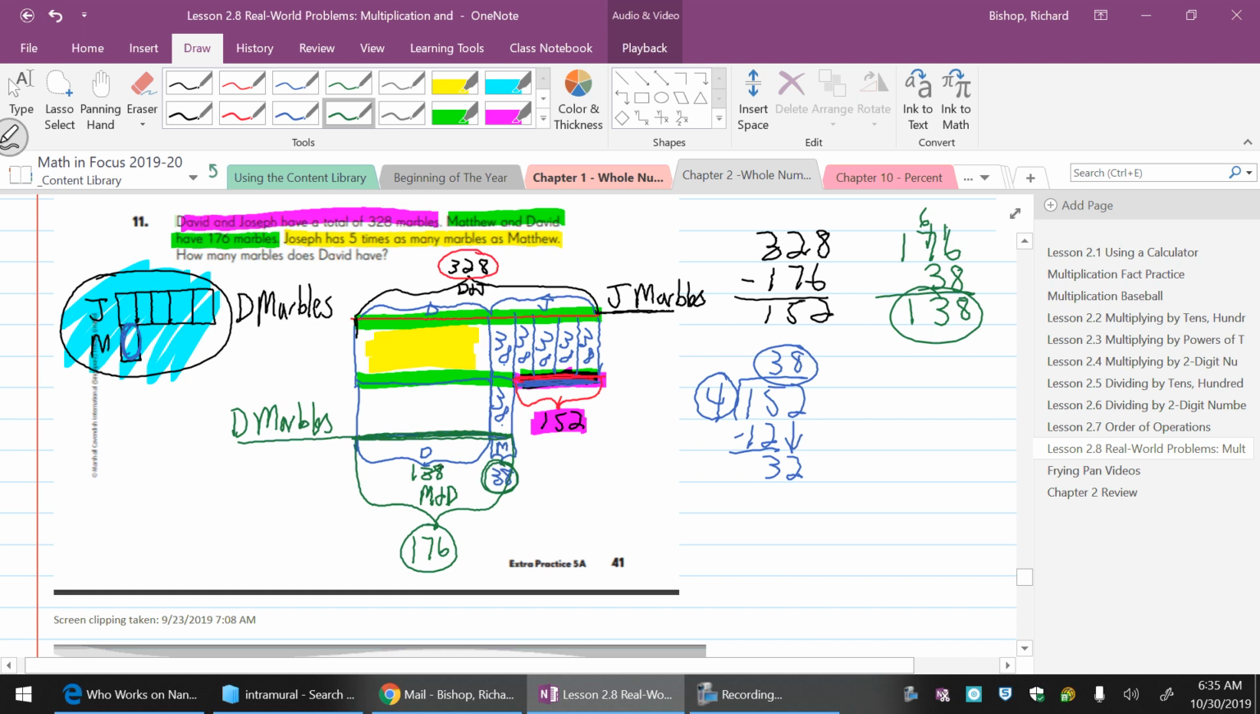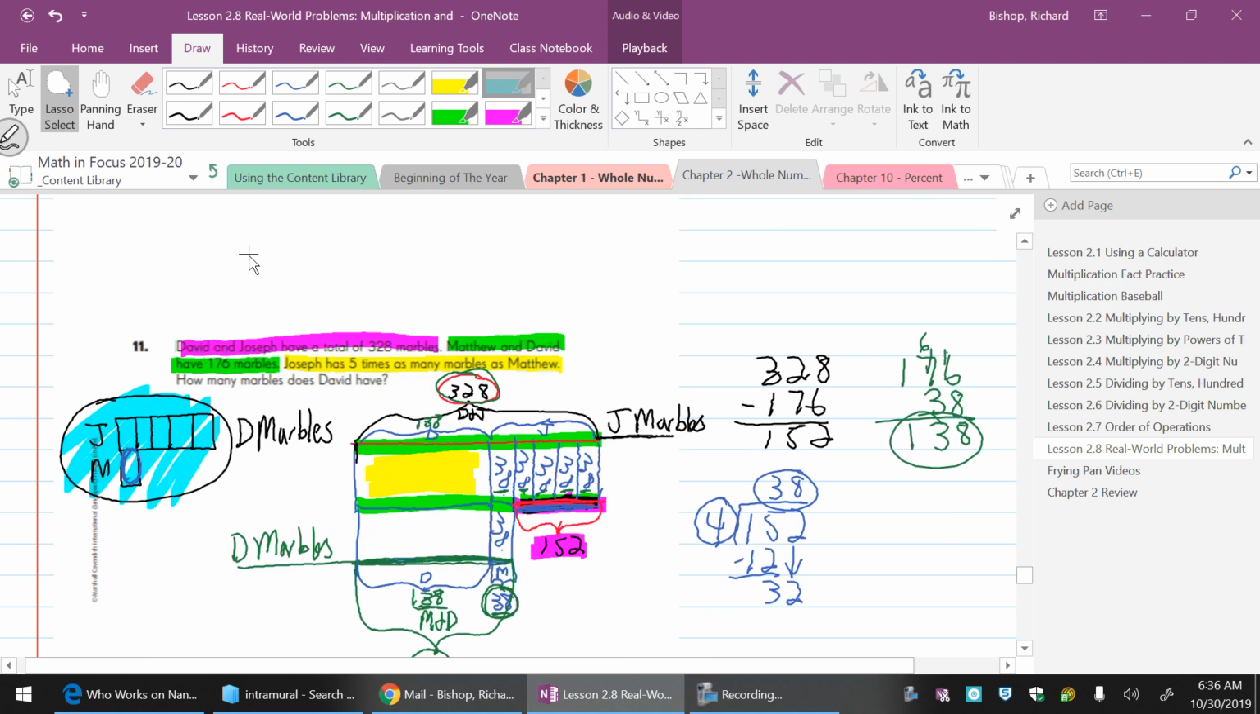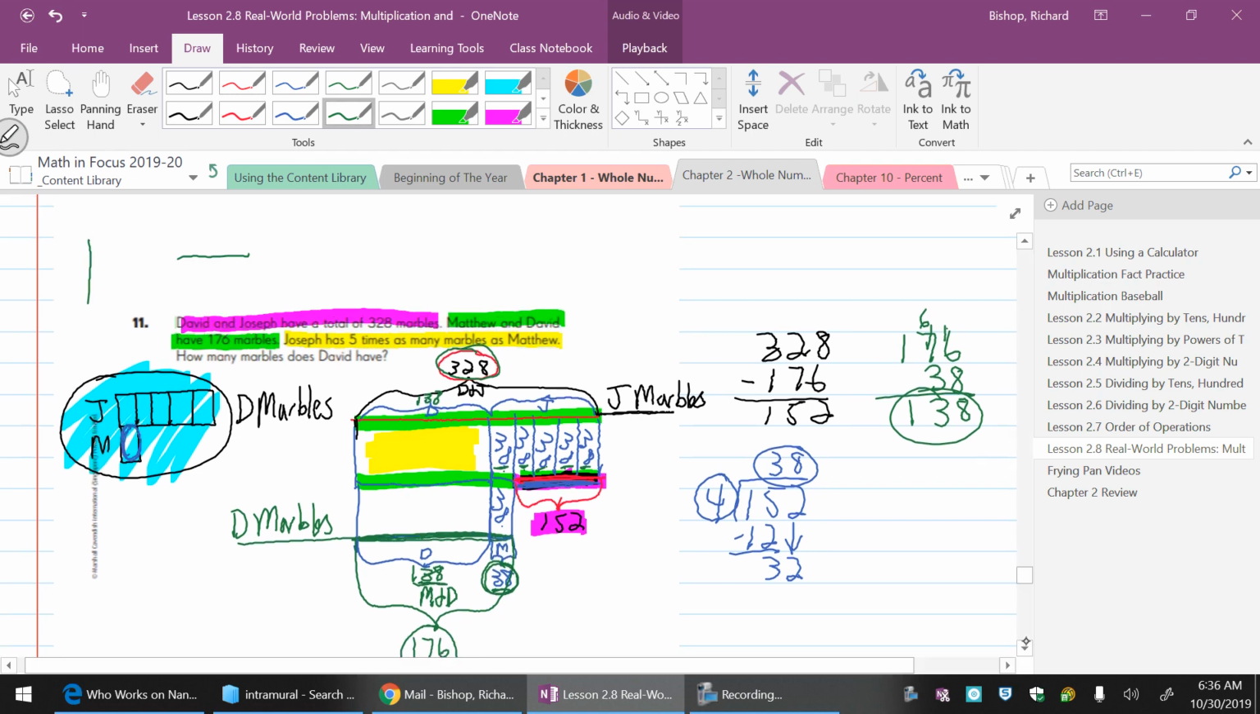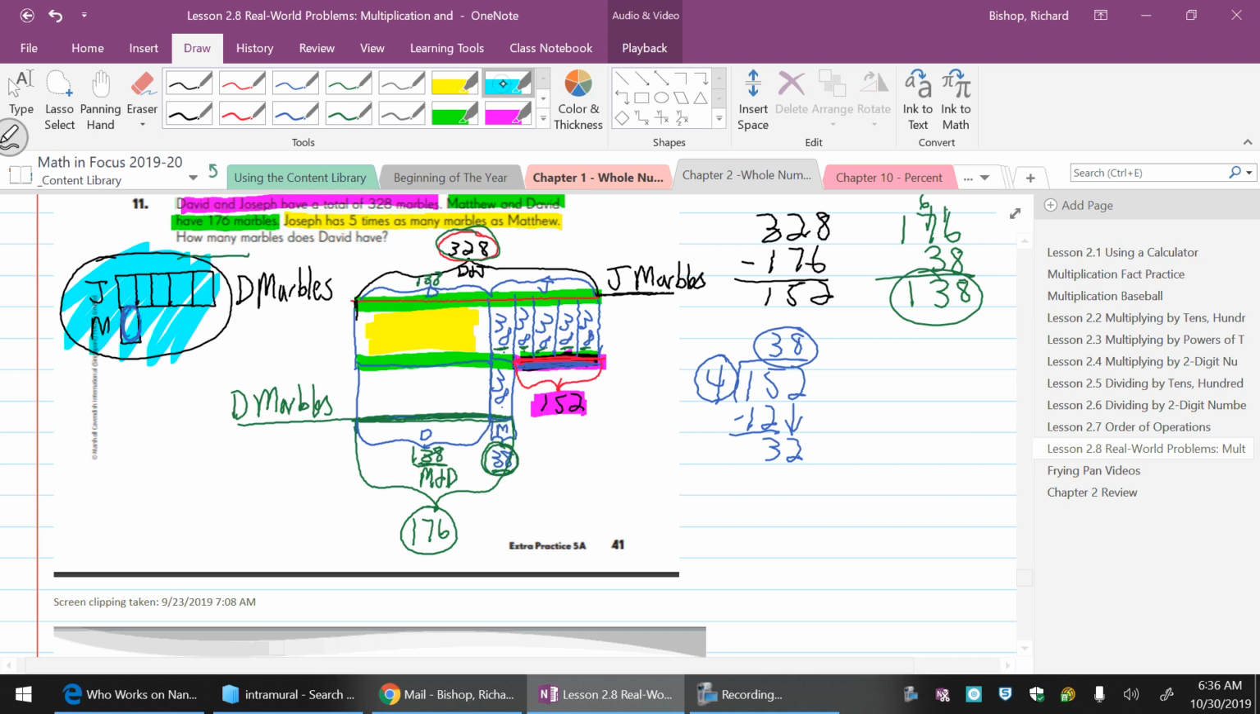All right. Now, everything looks good so far. 138 plus the 38 is 176. So Matthew and David have 176. If I took 138 and added it to the 5 38s, that should give me 328. And you can check my work, but it does. I can see clearly that Joseph has 5 times the amount of Matthew. So everything looks good here. How many marbles does David have is the final question. And I see that it's 138. Final answer, David has 138 marbles.